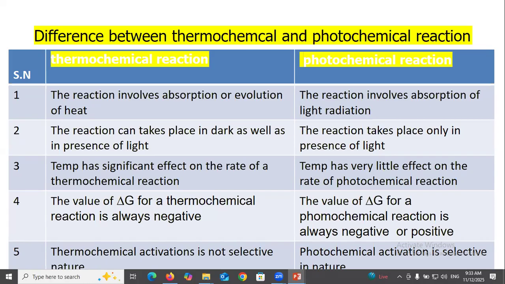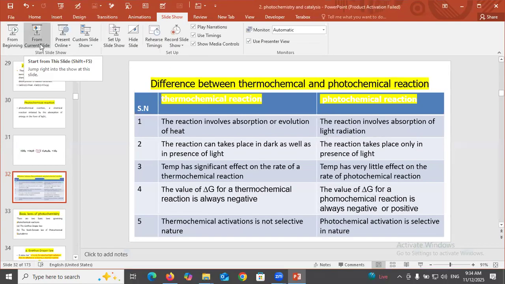The value of delta G for a thermochemical reaction is always negative, but the value of delta G for a photochemical reaction can be negative or positive. A thermochemical reaction is not selective in nature, but photochemical activation is selective in nature.